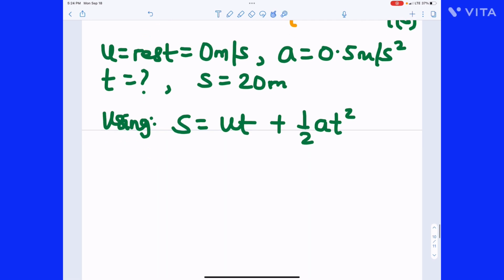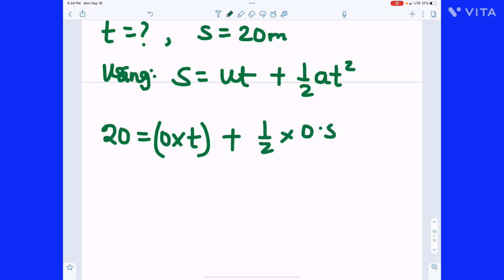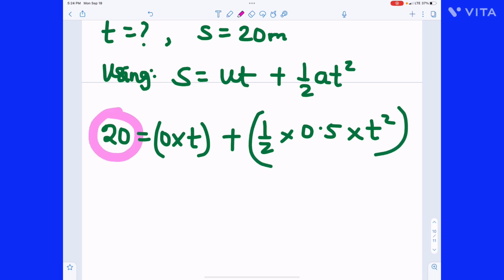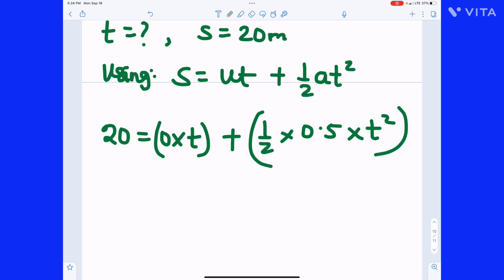So using S is equal to UT plus half AT squared, that means since the distance traveled is 20 meters, 20 is equal to 0 times T plus half times 0.5 times T squared. That's UT. So take note of them. What does that tell us? This one will disappear, 0 times T is 0. So I don't have any business with that bracket. All I have business with is half times 0.5 times T squared. So let's put that together.